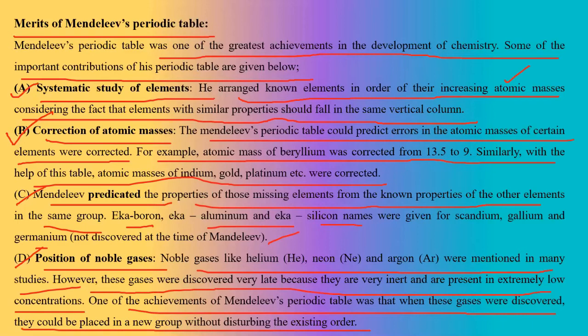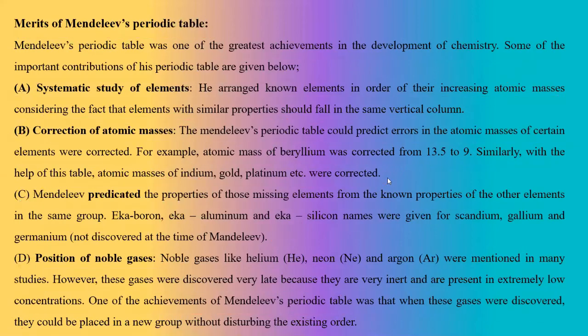See, I told you that there was no position specified for these noble gases in Mendeleev's periodic table, but his periodic table was so smart. It was arranged in such a way that the newly discovered noble gases could easily fit into the periodic table made by Mendeleev. Okay.